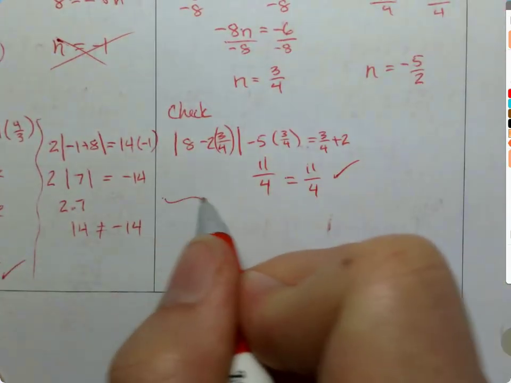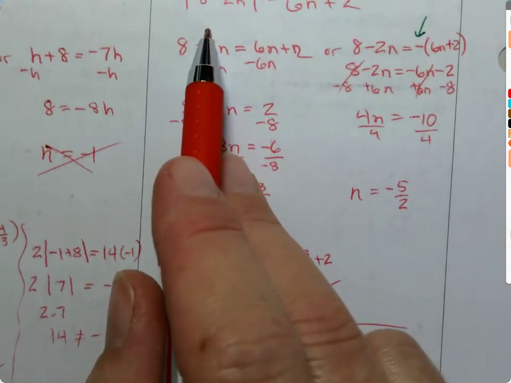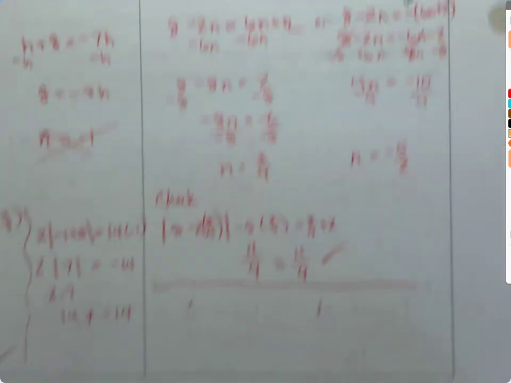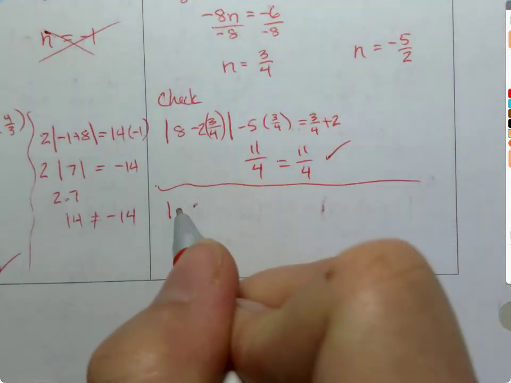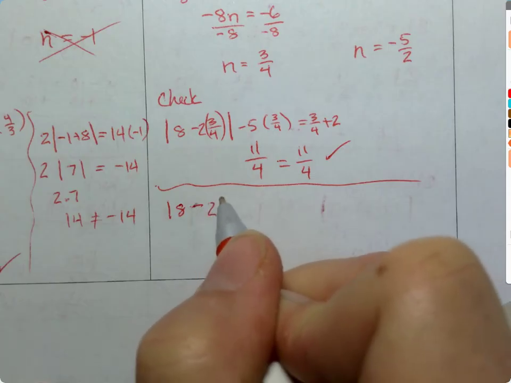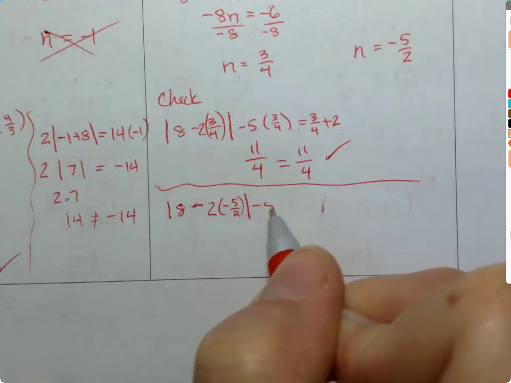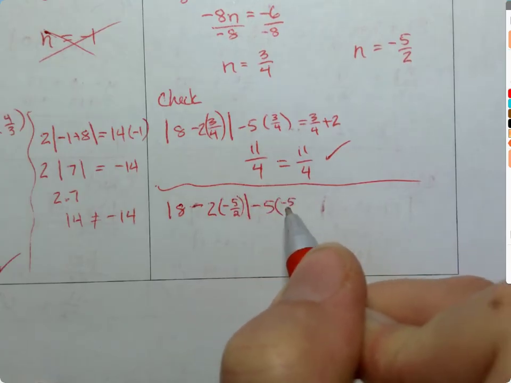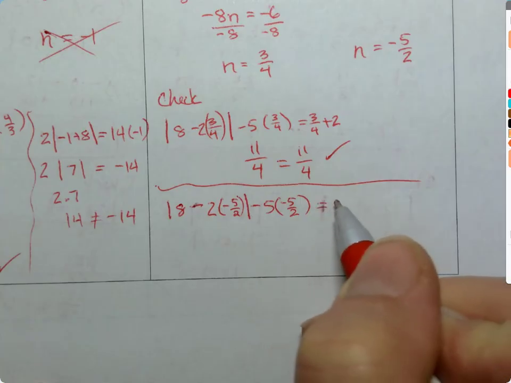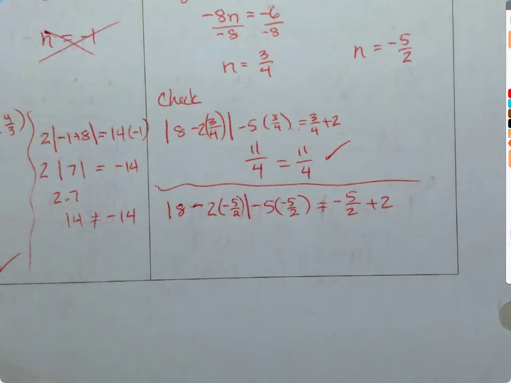It is more time consuming. When we have fractions, it's also a longer equation. All right, so I'm going to go ahead and plug it in. We can use our calculators for this. Notice it's minus 2 and a negative 5 halves. Absolute value signs close. Minus 5 times negative 5 halves. And we want to see if that equals negative 5 over 2 plus 2.